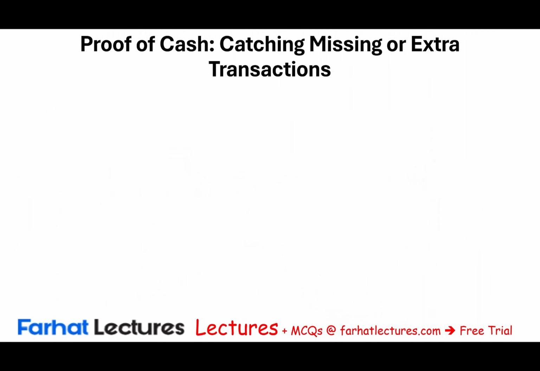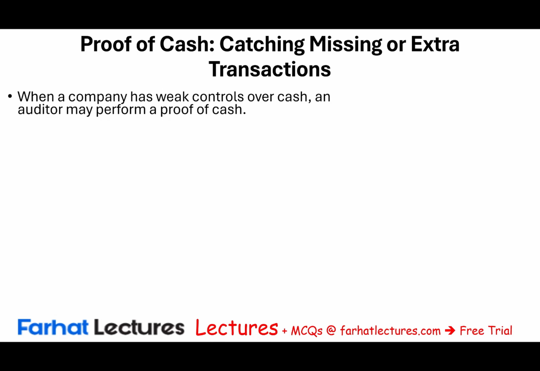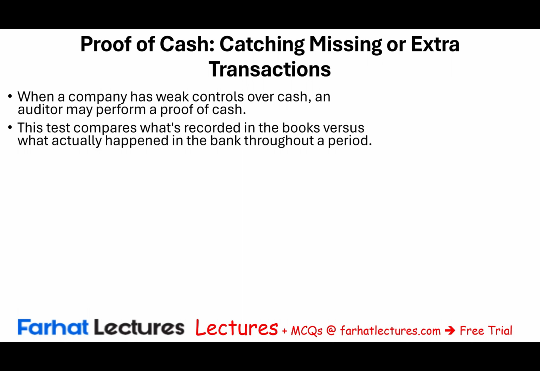That's one thing. Another method is something called proof of cash. This is for missing cash or extra transactions. When the company has weak control over cash, an auditor may perform what's called a proof of cash. This test compares what's recorded in the books versus what actually happened in the bank statement throughout a period of time. We may take 3 months or 6 months and account for everything.